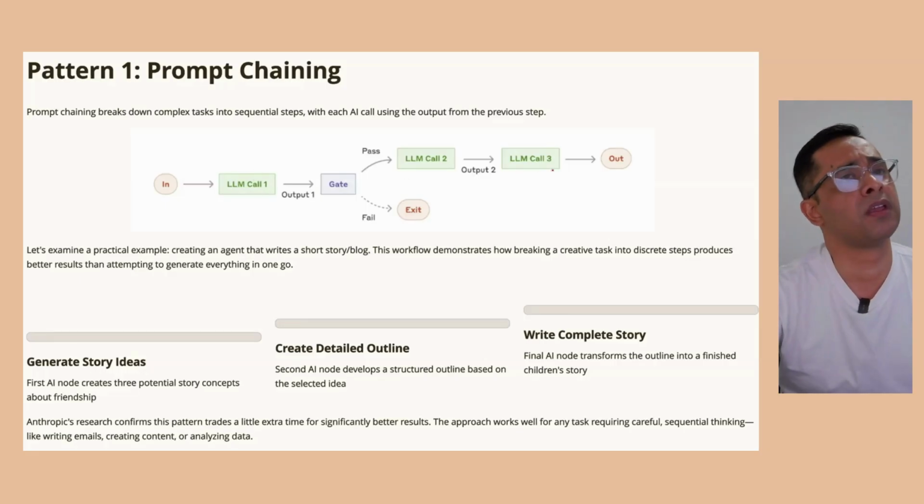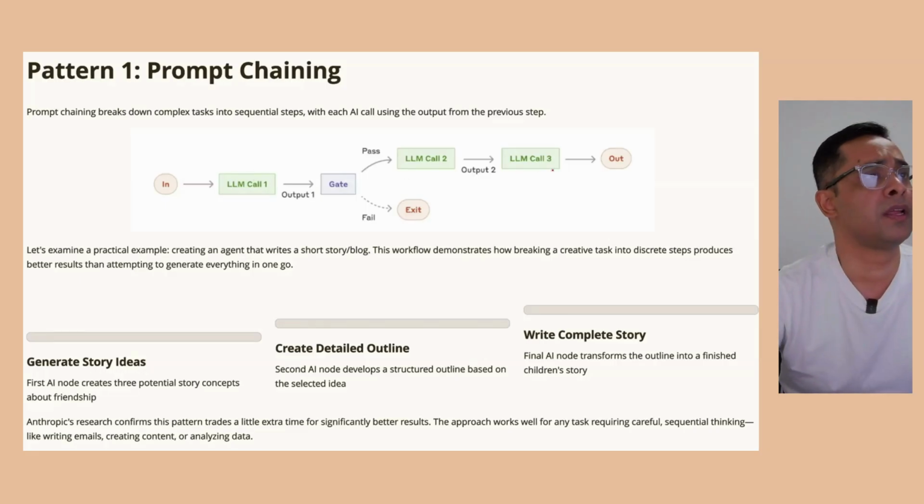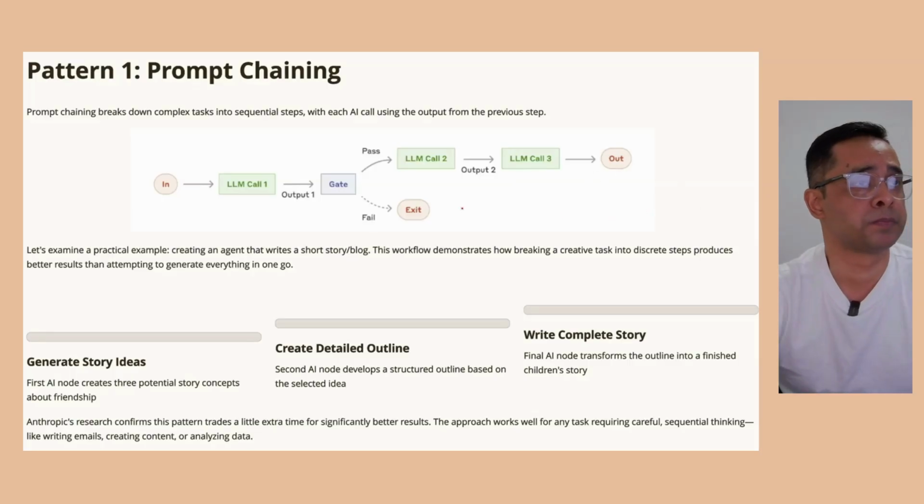If we use this pattern for generating a story, what will happen is that in the first step, the AI will generate the story idea, and then it will create an outline for the story. Then from that outline, the LLM will write the story and provide the output. Let's jump into n8n and see in practice how this workflow will actually work.